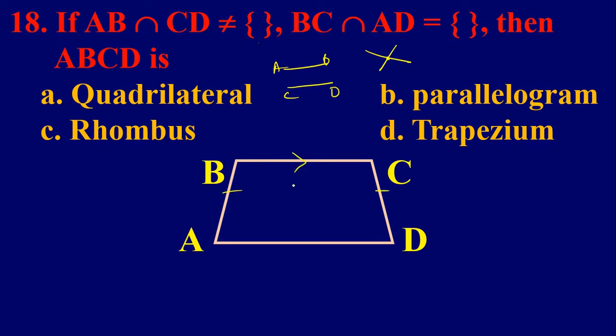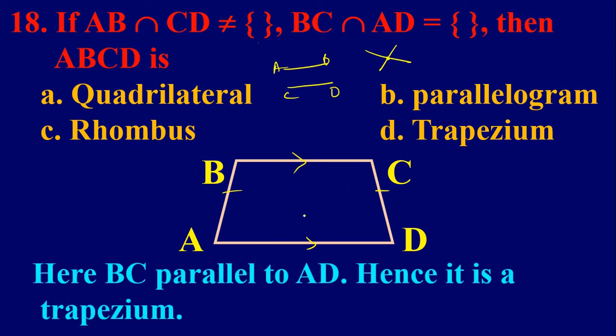BC and AD are parallel. Therefore, we get a shape like this. Here AB and CD are not parallel, but AD and BC are parallel. Since two sides are parallel, this is a trapezium, which is option D.